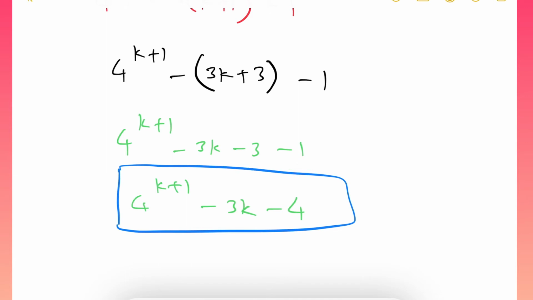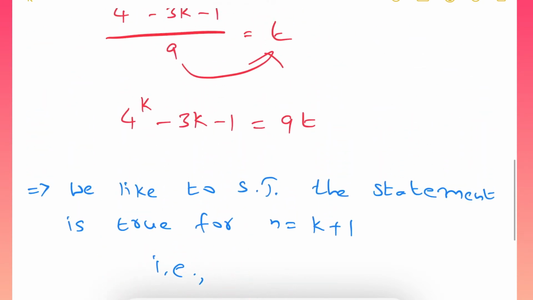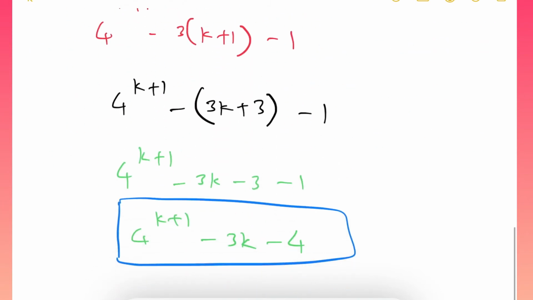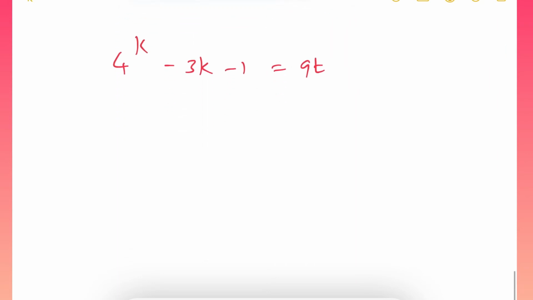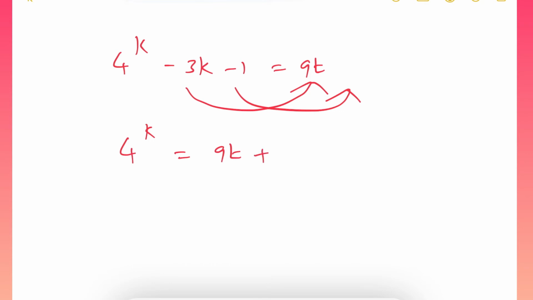Okay, now let us move to the answer. In the second step, we have 4 power k minus 3k minus 1 equals 9t. That I will take. Now what I will do is, I'll take this minus 3k to the other side as well as minus 1 also. So we get 4 power k equals 9t, minus 3k will become plus 3k, minus 1 will become plus 1.